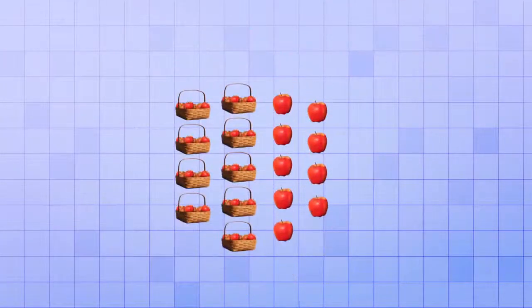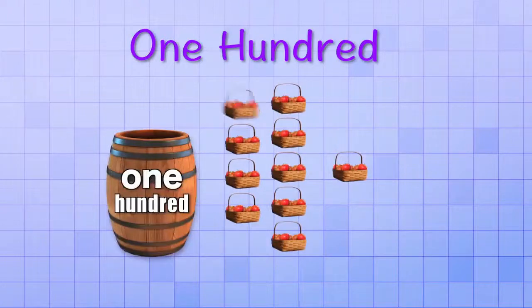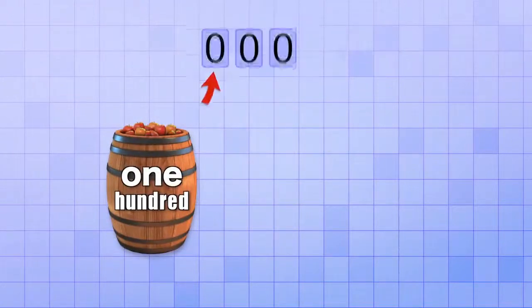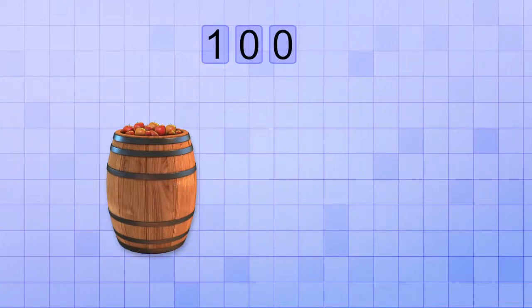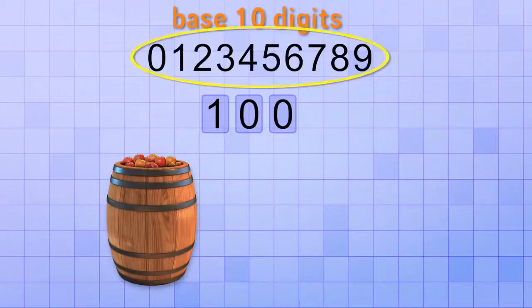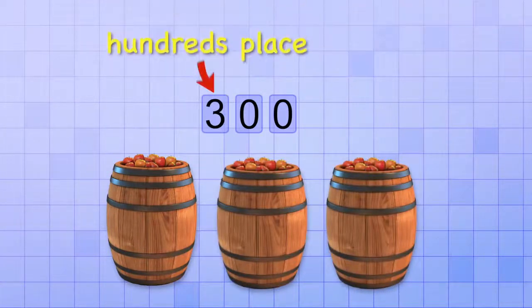If we've picked 99 apples, and then we pick just one more, we'll have exactly 100 apples. And if we make a group from those 100 apples, we can use this new number place to count how many groups of 100 we've picked. That means that we can reuse the same 10 digits again in this new number place to count how many groups of 100 we have. And you guessed it, it's called the hundreds place, because we use it to count groups of 100.